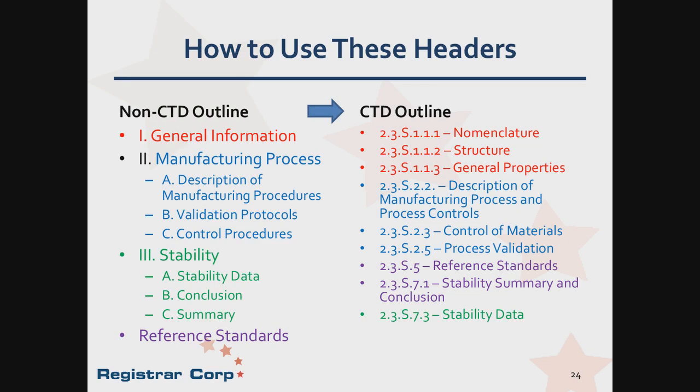Okay, so we have these number outlines with titles. I'm sure you're asking yourself, how do I take this information and use it to format my DMF that is currently not in CTD format into this CTD format? That is a great question. You may need to reorganize your content in your DMF to fit the CTD structure.